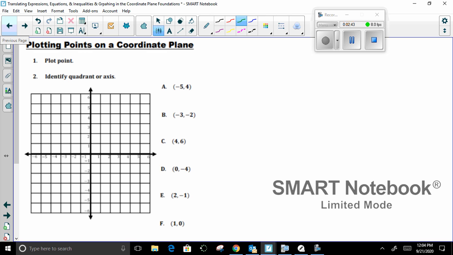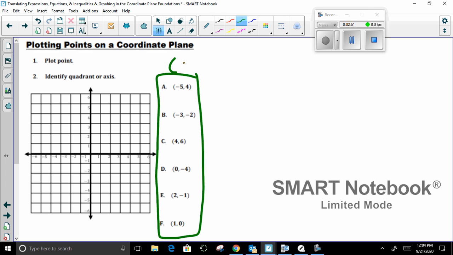All right, plot the point. I'm given a few points over here. Remember, a point is x and then y. I want to plot the point and then identify the quadrant or the axis that it may be on. Let's refresh really quick. Remember, the x-axis is our horizontal. If I start at the origin, the positive x's are to the right, the negative x's are to the left. Your y-axis is your vertical. If I start at the origin and I go up, those are my positive y's. If I go down, those are my negative y's.